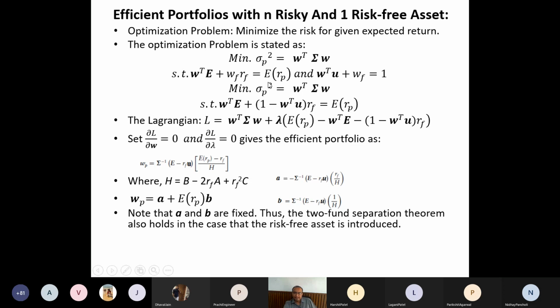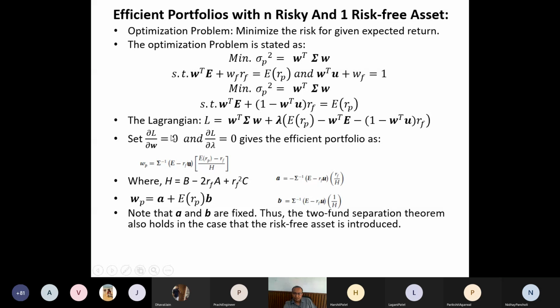So the Lagrangian is what? L equals the objective function W transpose sigma W plus one scalar quantity. This is actually bold letter, it should not be bold. It should be a scalar lambda, which is the Lagrangian multiplier, into the constraint equation with right hand side equal to 0. So if I make the right hand side equal to 0, it is ERP minus W transpose E minus (1 minus W transpose U) into RF. Or you can say W transpose E plus (1 minus W transpose U) into RF minus ERP, whatever you write, it is one and the same thing, right? And that is my Lagrangian.